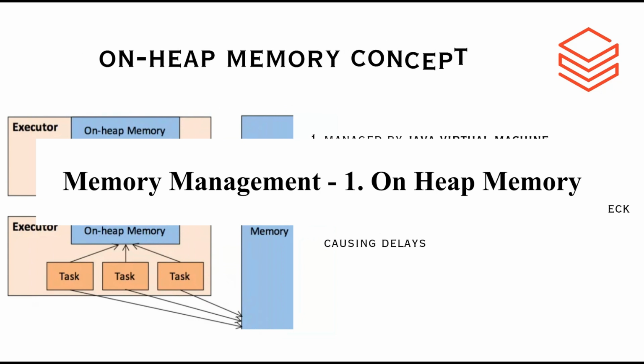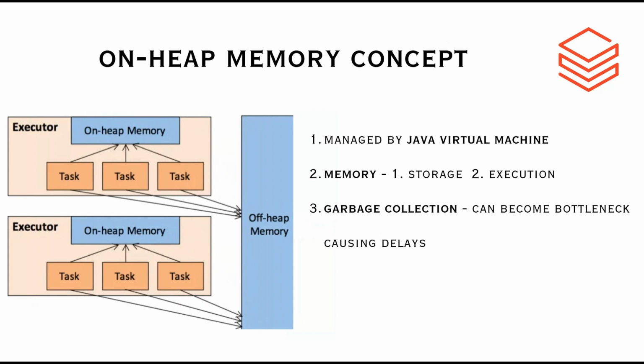Now we will look into the memory management concept, which is of two types. One is on-heap memory and the second one is off-heap memory. Firstly, we'll see the on-heap memory concept. Memory management is a critical factor in the performance of Apache Spark. On-heap memory refers to the memory managed by the JVM, the Java Virtual Machine, and it is the default memory used by Spark unless explicitly configured otherwise.